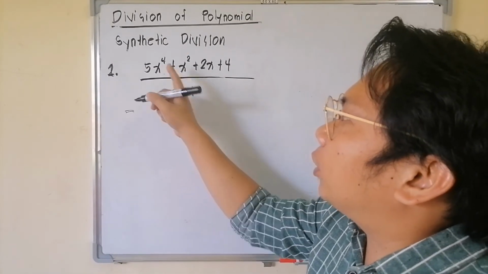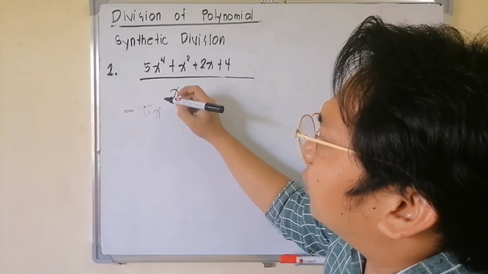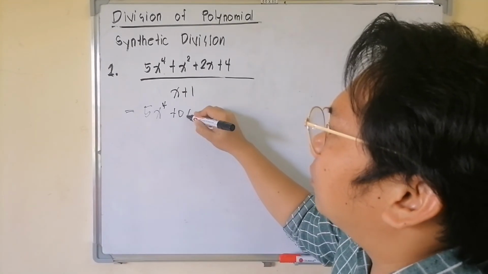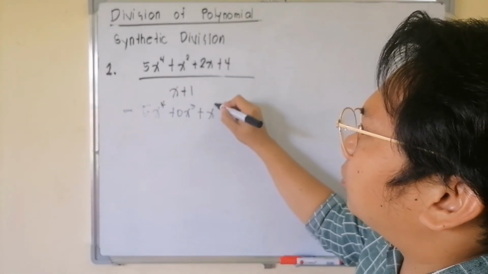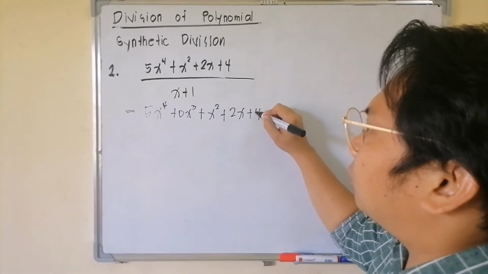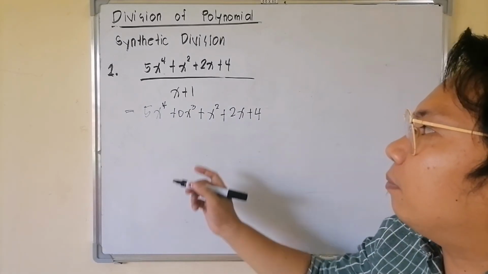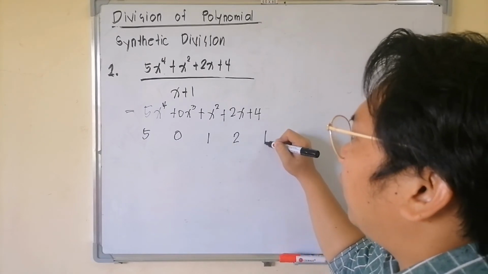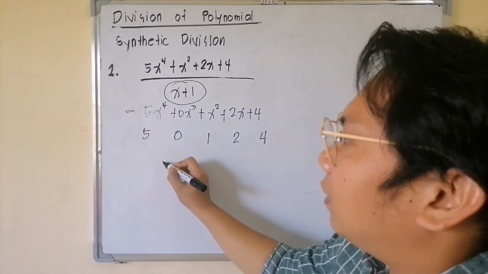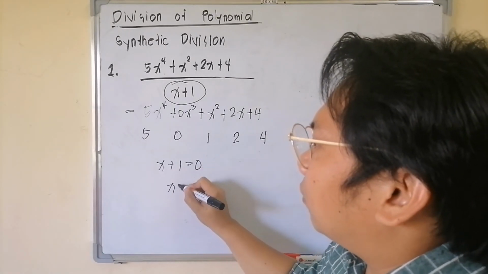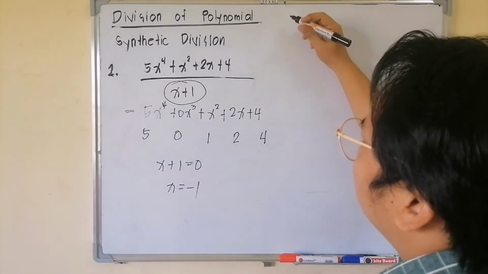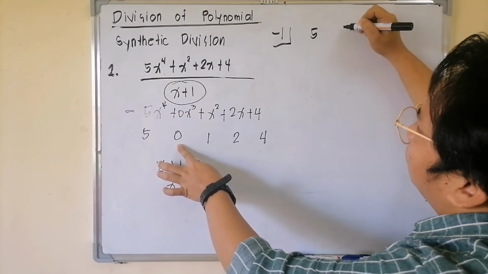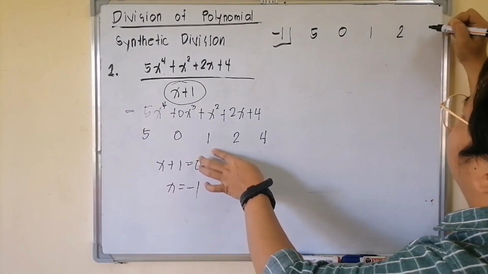So therefore, your dividend becomes 5x to the 4th. Since you have a lacking x cubed, we will add 0x cubed. Then you have now your x squared plus 2x plus 4. This is now in standard form, and the numerical coefficients here are 5, 0, 1, 2, and 4. Our divisor is x plus 1, equating that to 0, that will give you negative 1. So you have here our negative 1, and our numerical coefficients 5, 0, 1, 2, and 4.